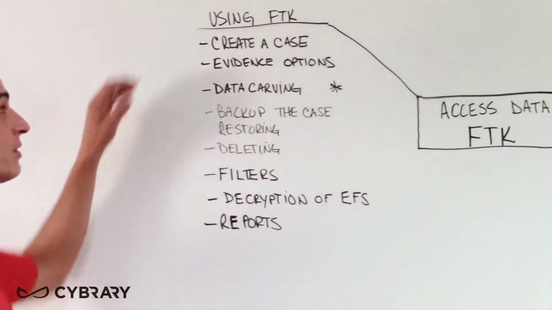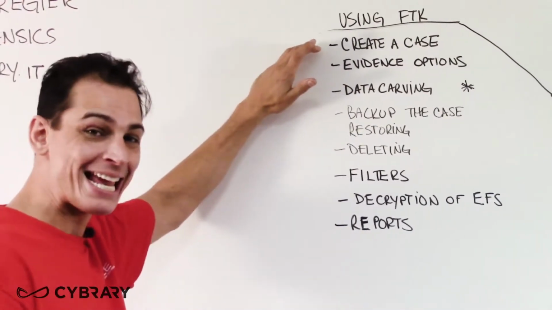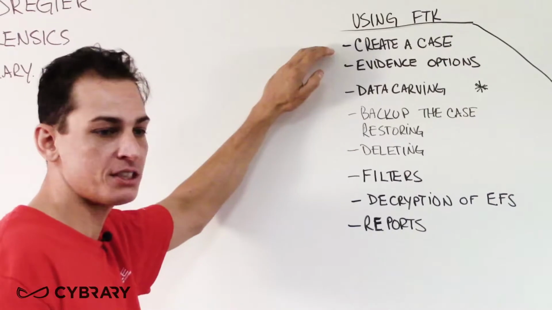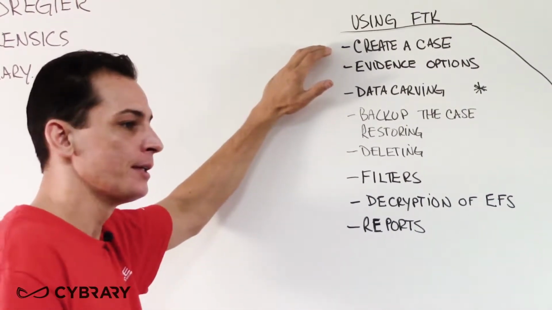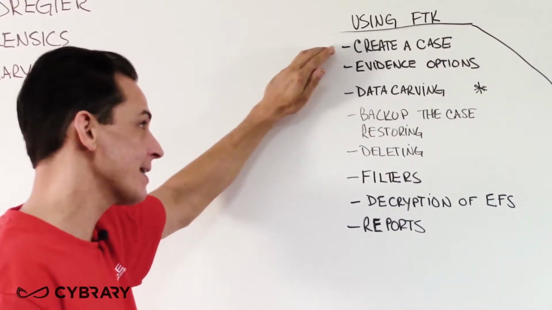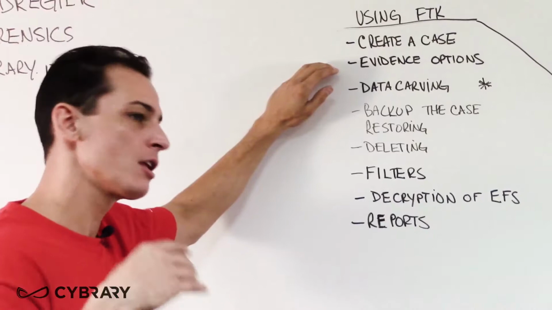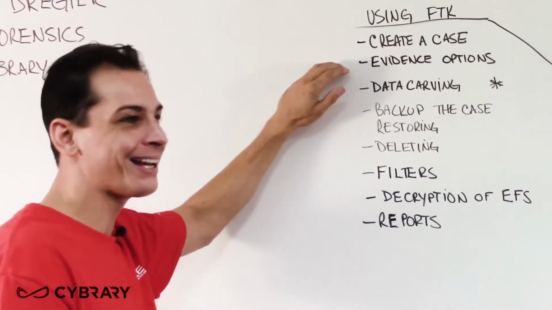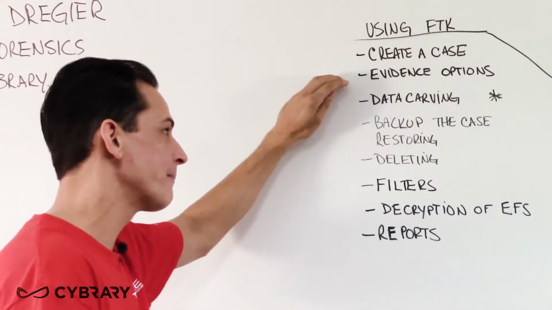When it comes to the actual using of the Forensics Toolkit, creating a case is relatively simple. You fill out a form tab, fill out a bunch of details, and then basically save it as a case. Then you can go in and start importing your evidence, whether it be a zip file or an ISO or a hard drive or a partition or an SD card or something like that.